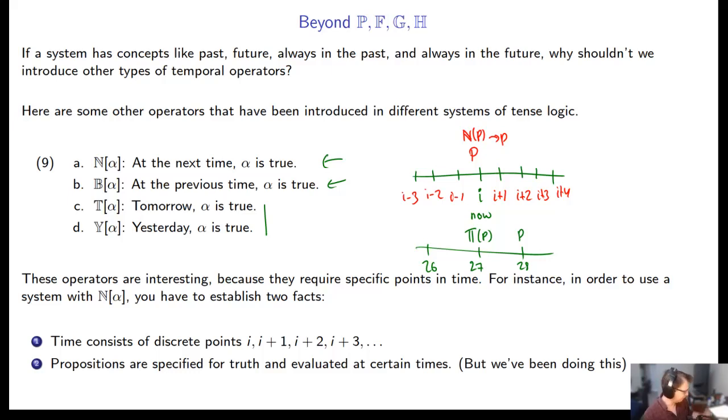So if we want to do these things, we have to establish that time is actually in these discrete slices, that time is not continuous. So that's a philosophical debate, scientific debate. And we also have to establish that we're evaluating propositions at certain times, and we're not just evaluating them generally. I mean, but we've been doing this, we just haven't been saying that.